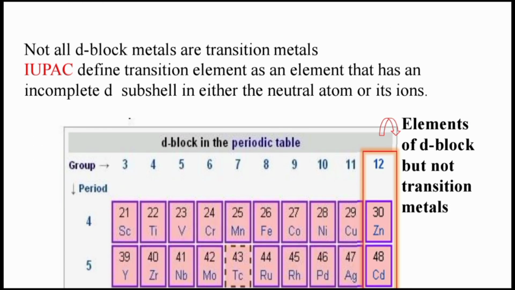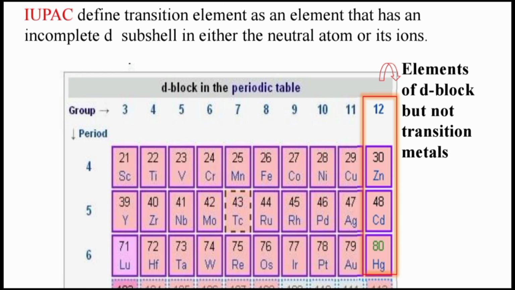Not all d block elements are transition metals. IUPAC defines a transition element as an element that has an incomplete d-subshell in either the neutral atom or its ions.